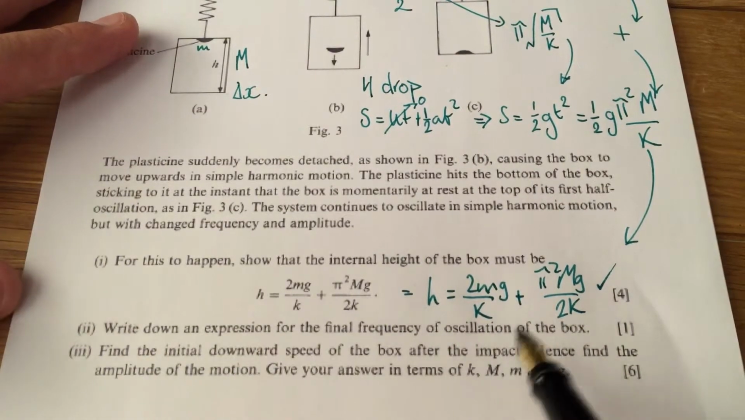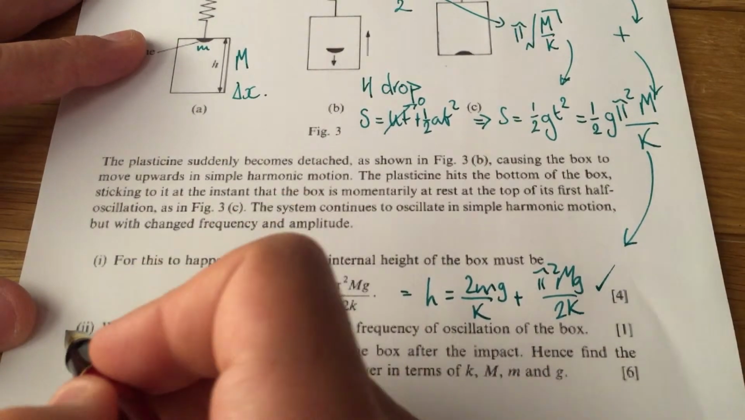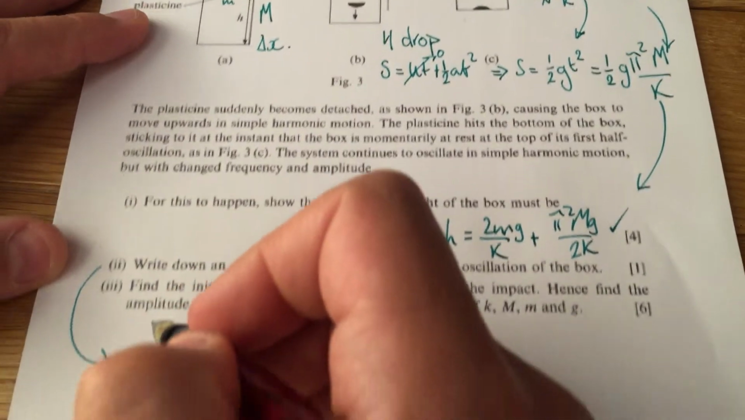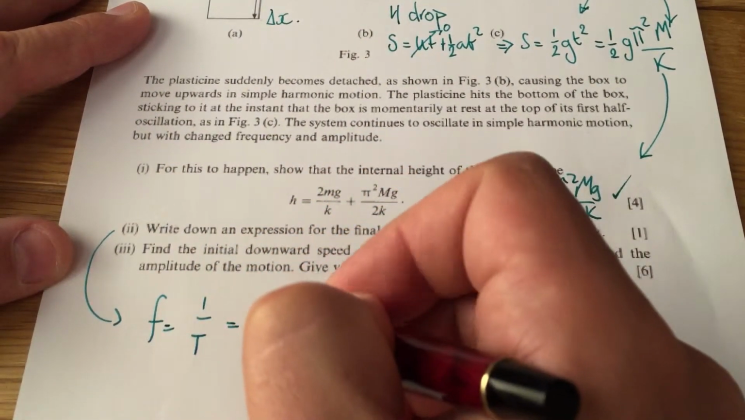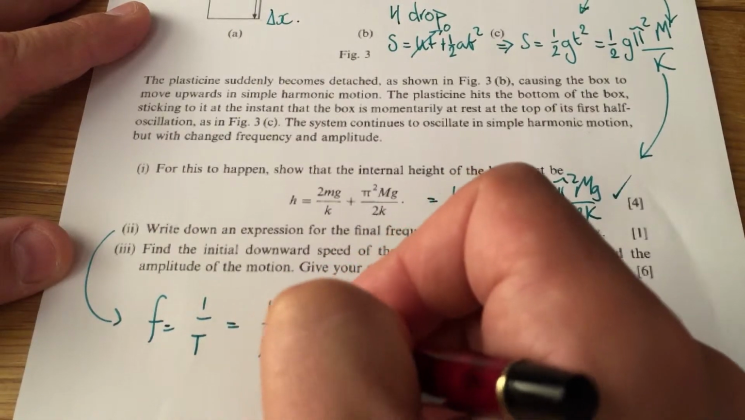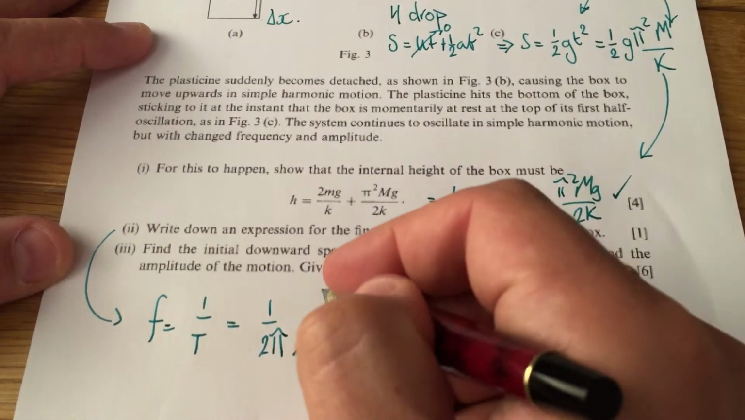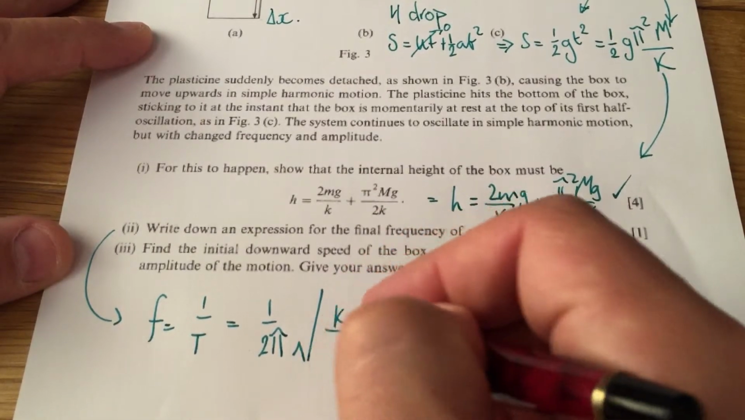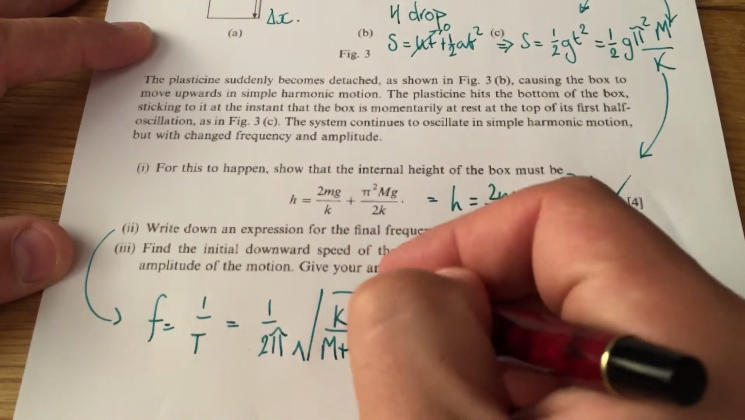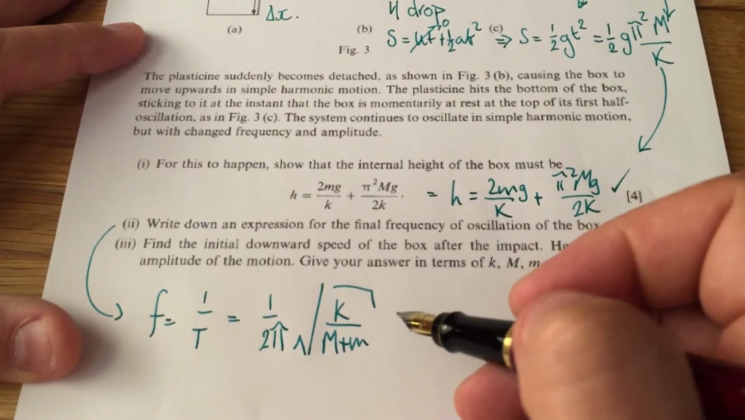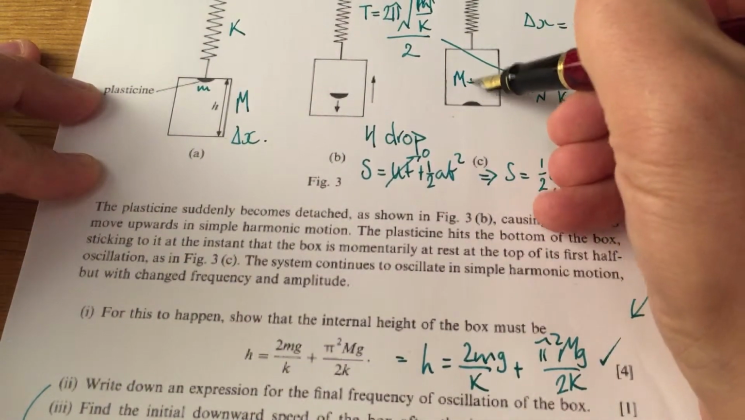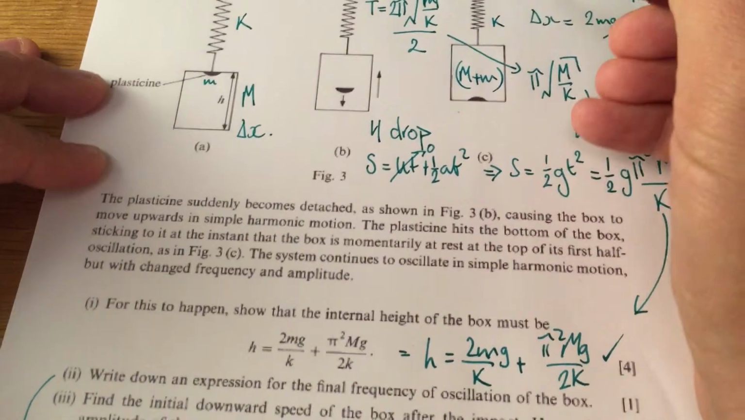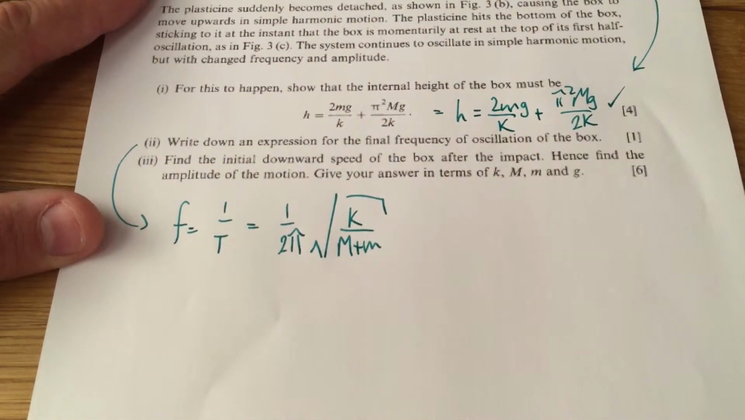Okay, what's the next one? Write down an expression for the final frequency of oscillation of the box. Well, hopefully you're happy with the frequency being 1 over the time period, which gives us 1 over 2 pi root k over M plus m, of course, because you're now dealing with the addition of the two masses joined. The same k. I think that's a fairly straightforward one.